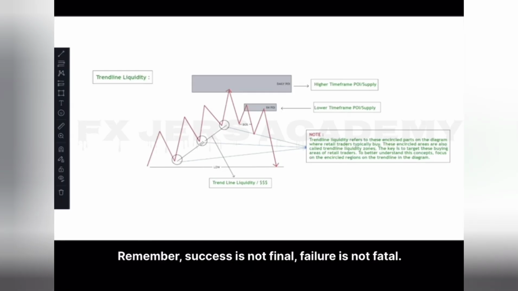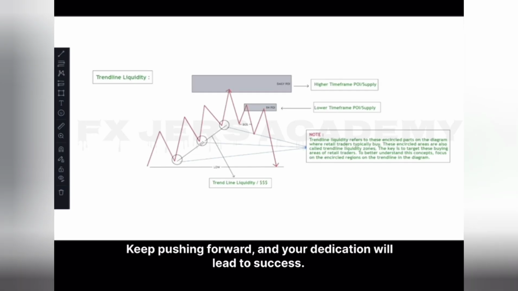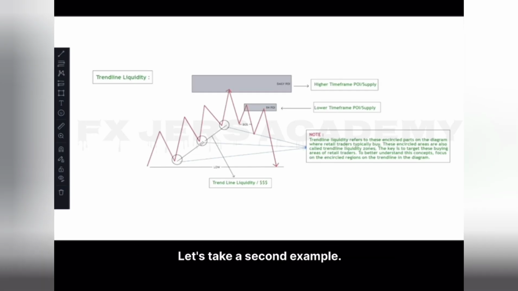Remember, success is not final, failure is not fatal. It is the courage to continue that counts. Keep pushing forward, and your dedication will lead to success.